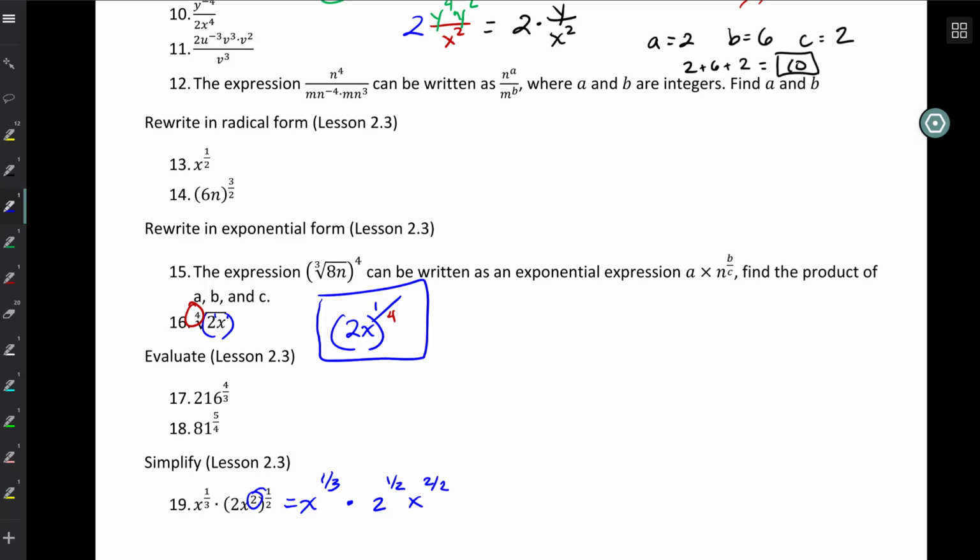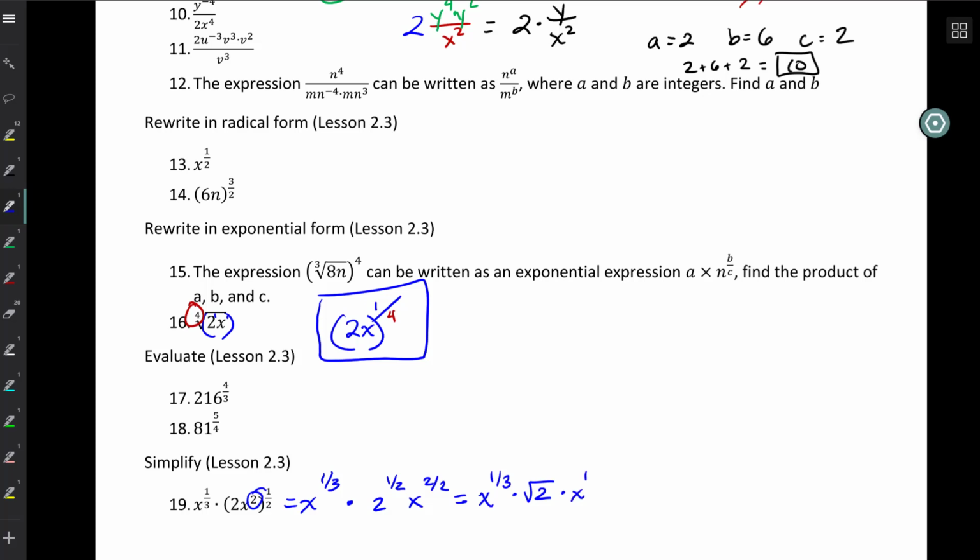Okay? Now, putting all of this together, we can do this as x to the 1/3 times the square root of 2, 2 to the 1/2. We usually don't like to write rational exponents if we don't have to, unless we're explicitly told to. So in this case, I want to write this as a radical. And now the next term is times x to the 1, okay?